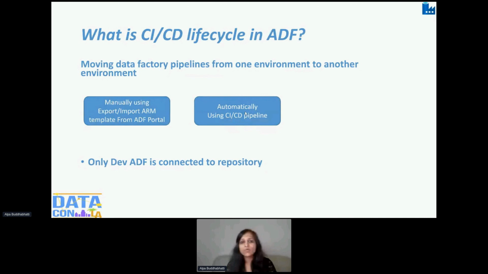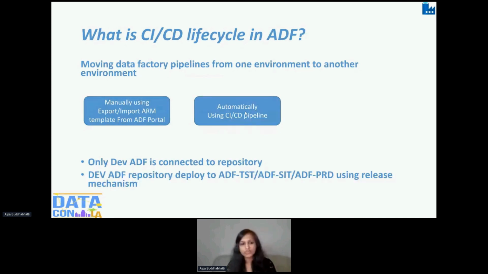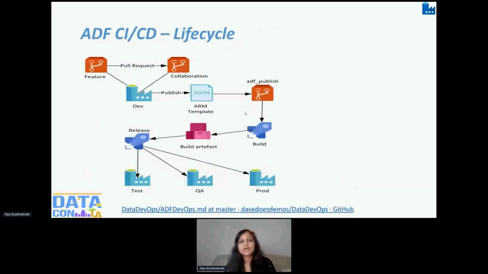At the moment, we have only one dev data factory which is connected to a repository. Once the build pipeline is ready, we can use the release mechanism and deploy that dev data factory into different staging environments. And this is the life cycle. So here you can see that I have four data factories. Only one data factory is connected with the collaboration branch, and the rest are related to the release mechanism.